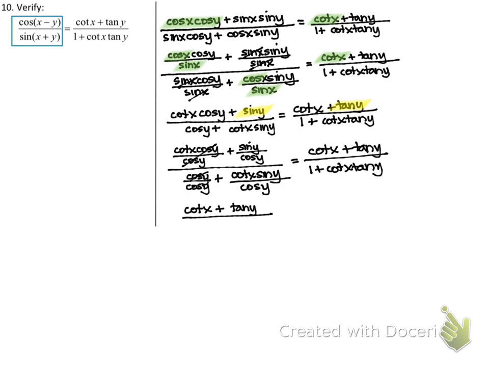Over. Those cancel. Anything divided by itself is 1. So make sure you still have the 1 there. And then I've got plus cotangent x, but now I've got this sine y over cosine y. Cotangent, whoop, that's not true. That's tangent y. Compare it to the other side.